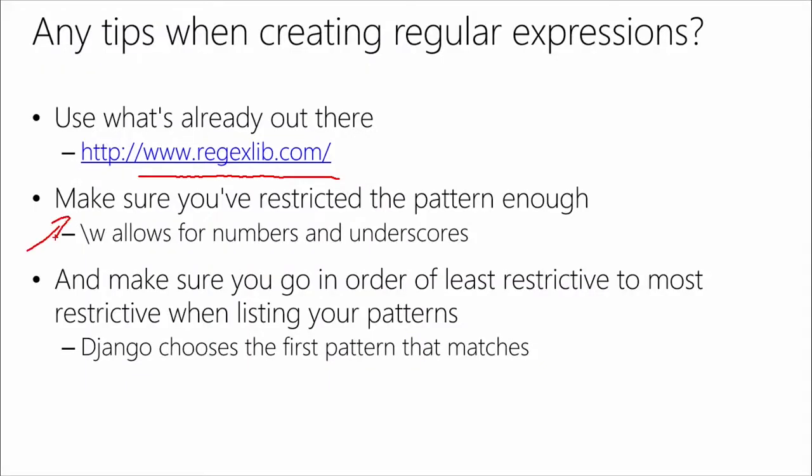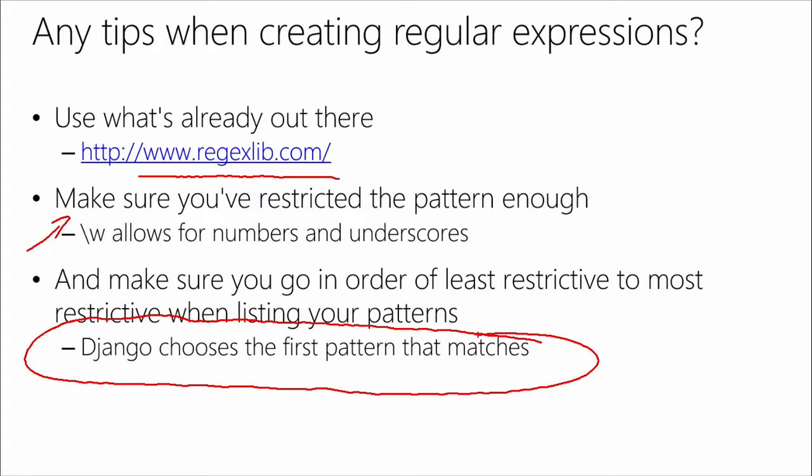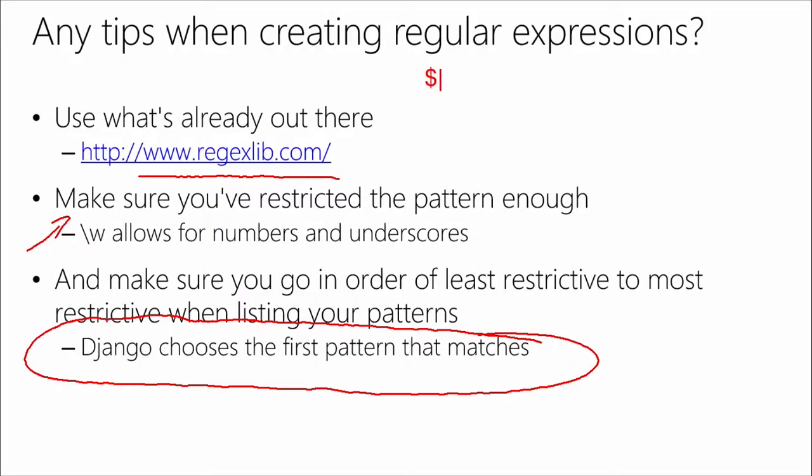I already mentioned the fact that you want to make sure that you've restricted the pattern enough. Now, the last thing specific to Django is this: Django is going to choose the first pattern that matches. So let's say that I wrote a pattern that looked like this, that I said $/album and left it like that.